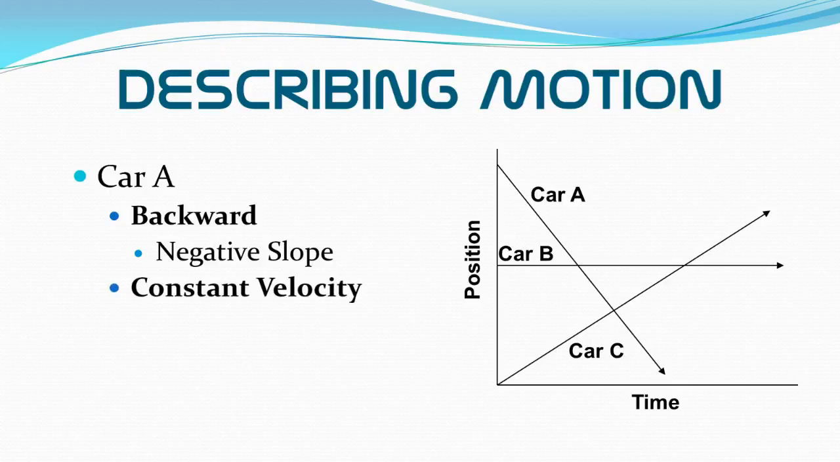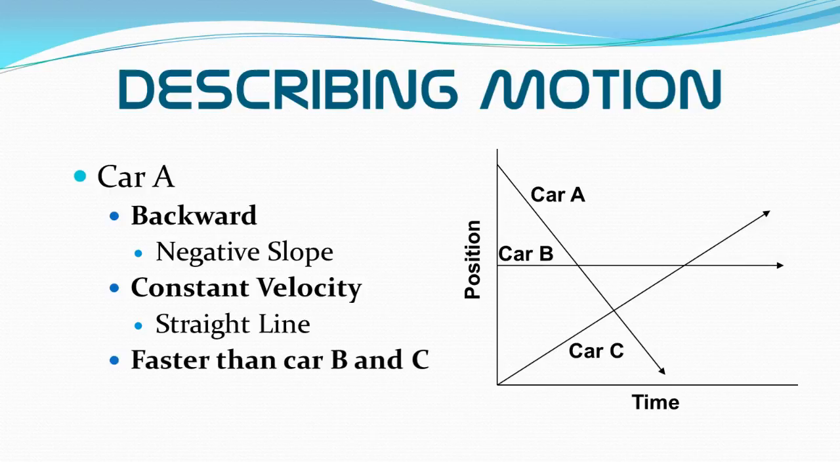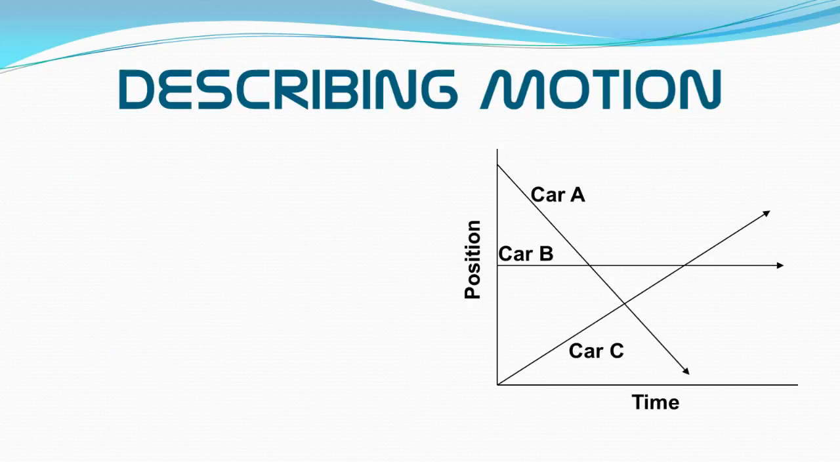Constant velocity. I know it's constant velocity because a straight line on a position versus time graph, or a direct relationship, tells us I have constant velocity. That straight line tells me that the relationship at the beginning of the motion and the relationship at the end is the same. I can also assume that it's moving faster than car B and C because it's steeper. Even though it's a negative slope, the negative just tells me that it's going backwards. It's still steeper than car C. The steeper the line, the faster the object. On your own, describe car B and car C.